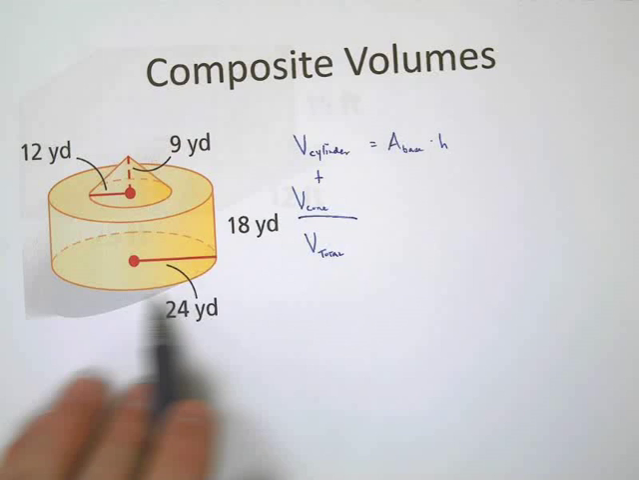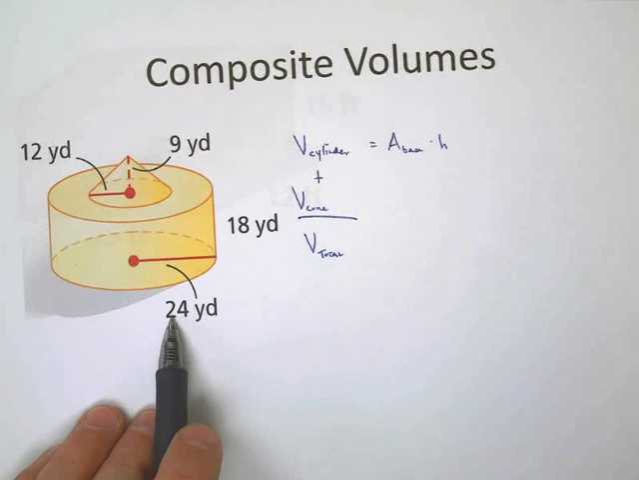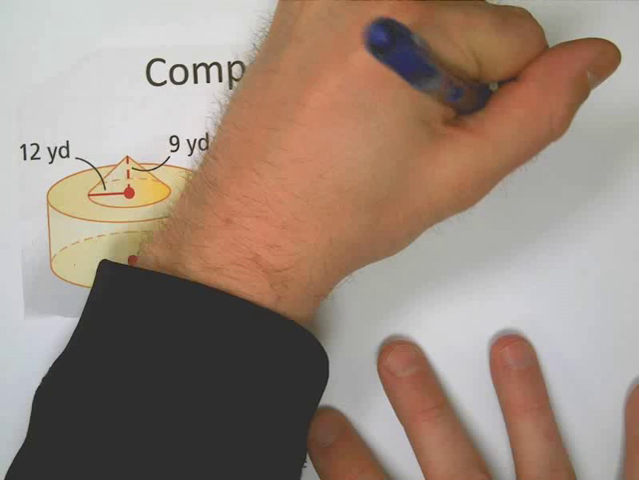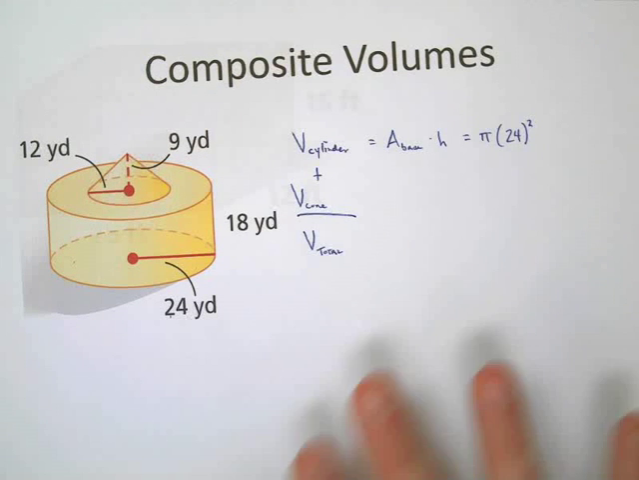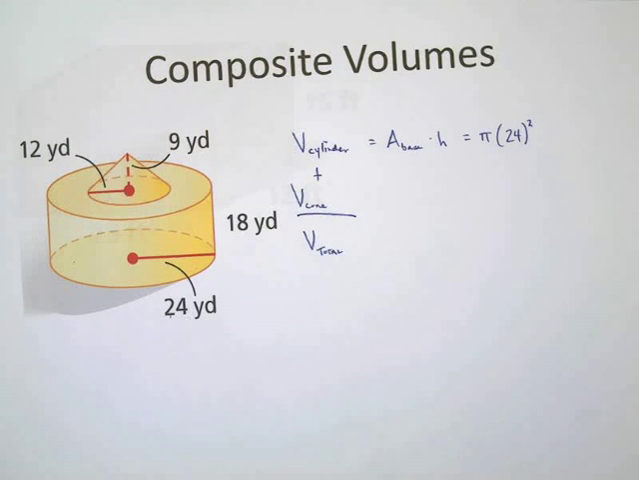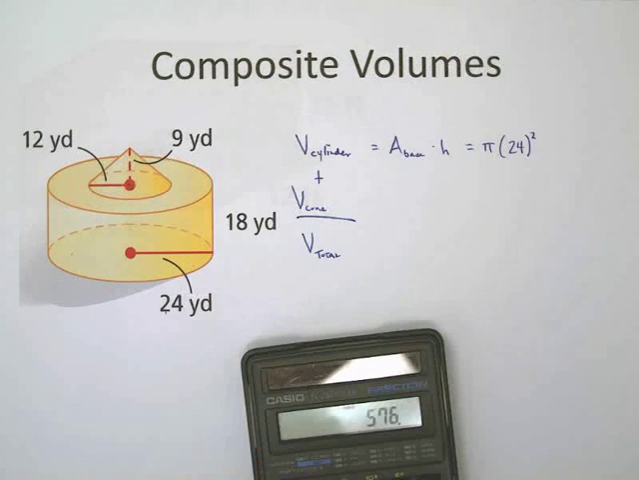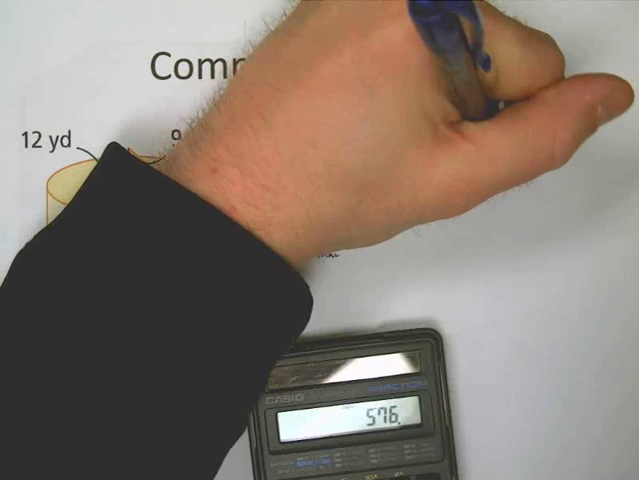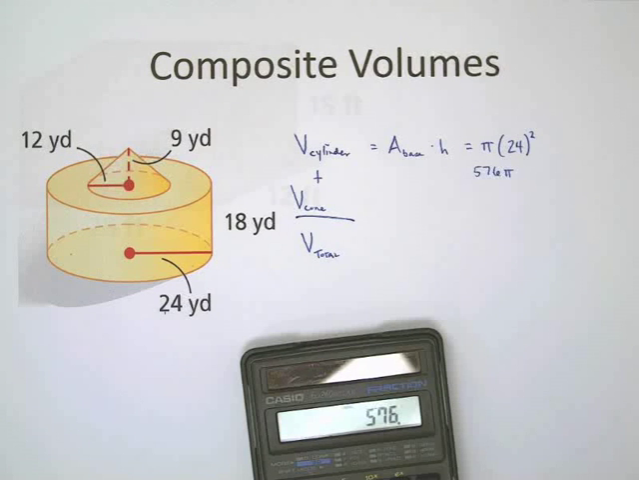The cylinder's base is a circle with a radius of 24, so that's pi r squared. That's pi times 24 squared. That should give me the area of the base, right? 24 squared, by the way, is 576. So that's 576 pi for the base.